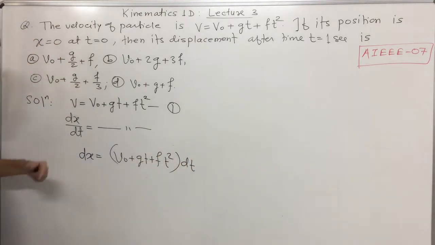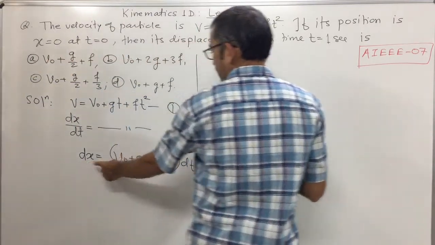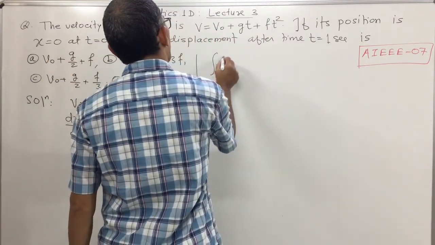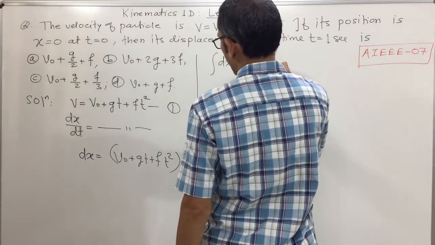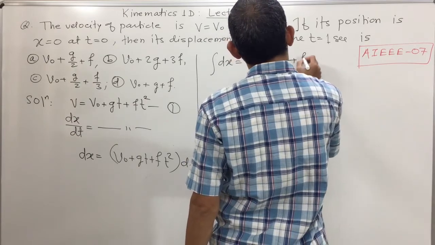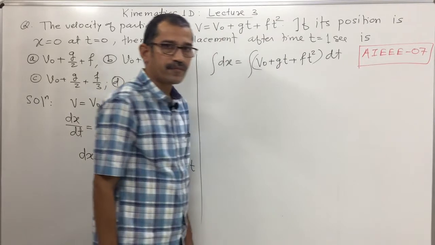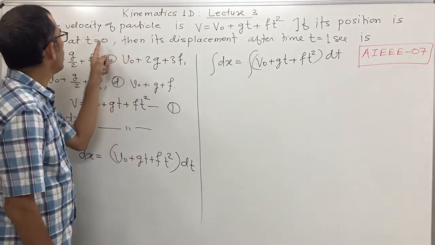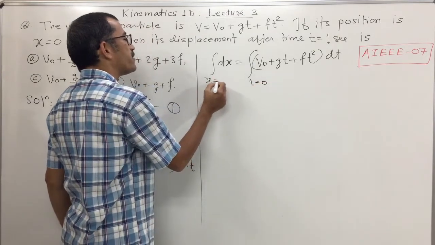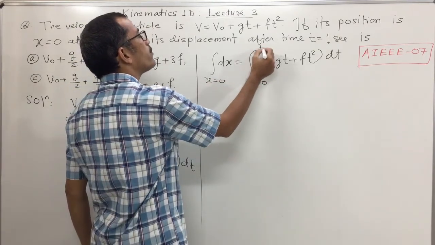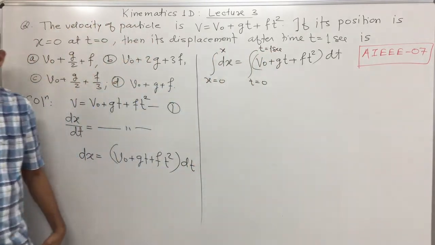Okay. Now we'll integrate it. If we integrate it, what will we get? Integral dx equal to integral of v naught plus gt plus ft square dt. Correct. Now when t is 0, x is 0, and at t equal to 1 second, you have to find out what is the x displacement at 1 second.